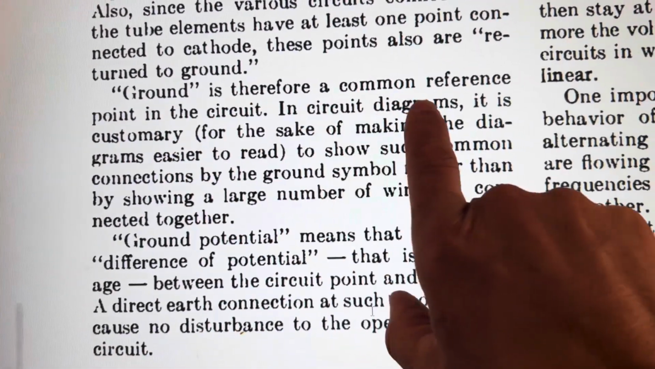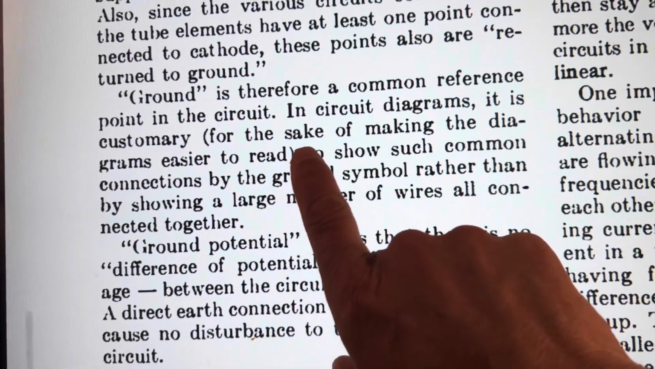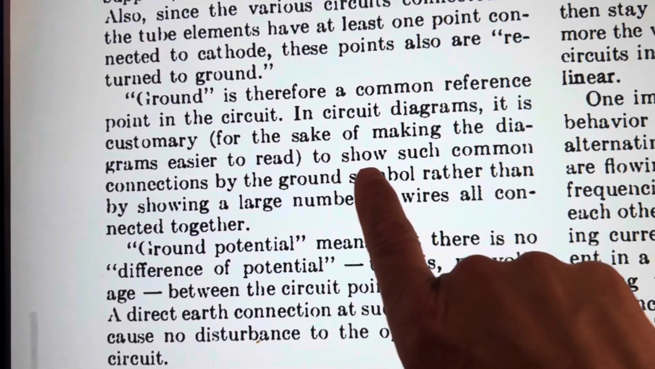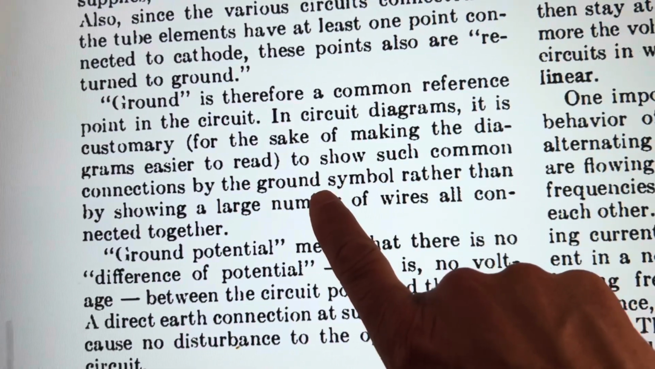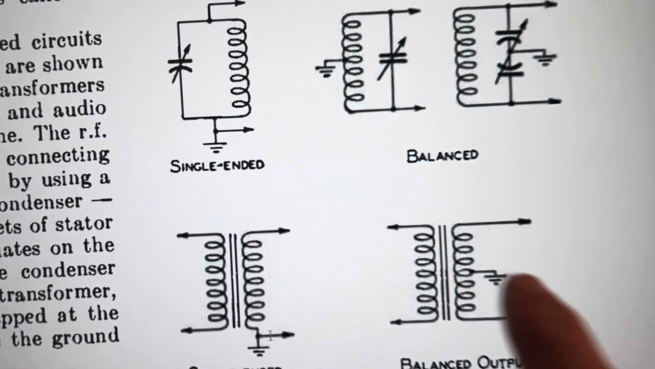Ground is therefore a common reference point in the circuit. In circuit diagrams, it is customary, for the sake of making the diagrams easier to read, to show such common connections by the ground symbol. Yeah, here's some examples. So here's the grounding symbol.